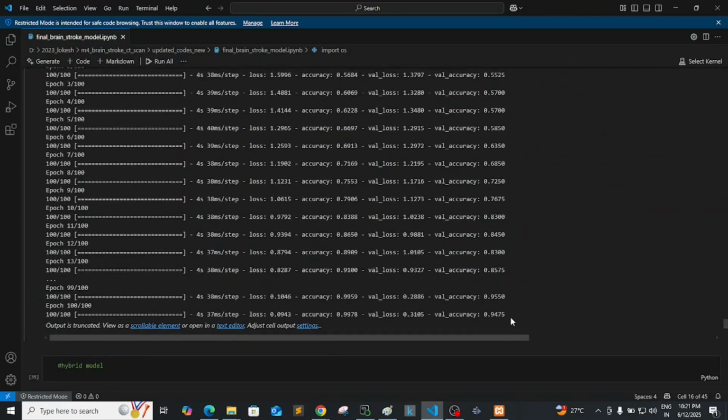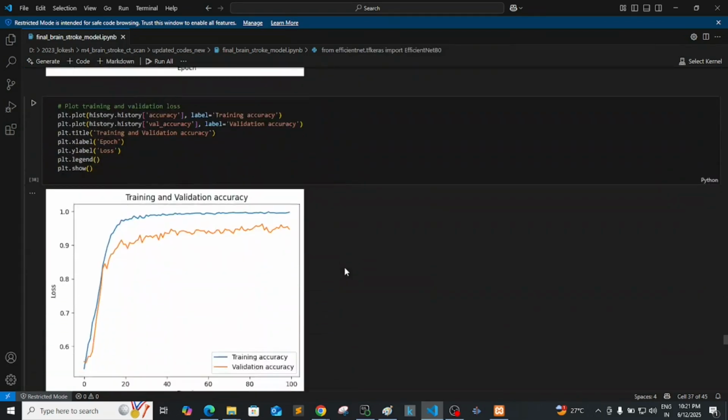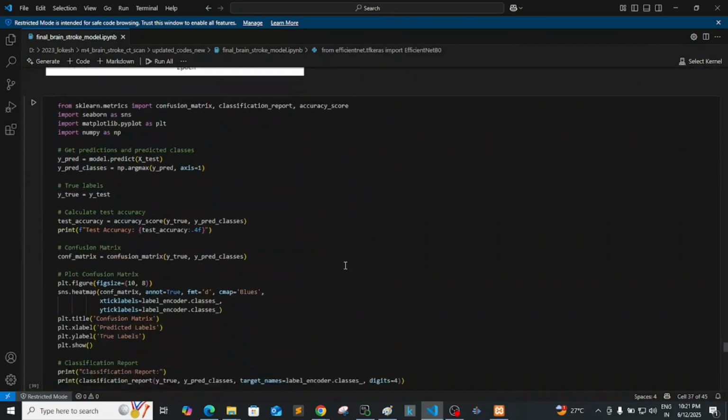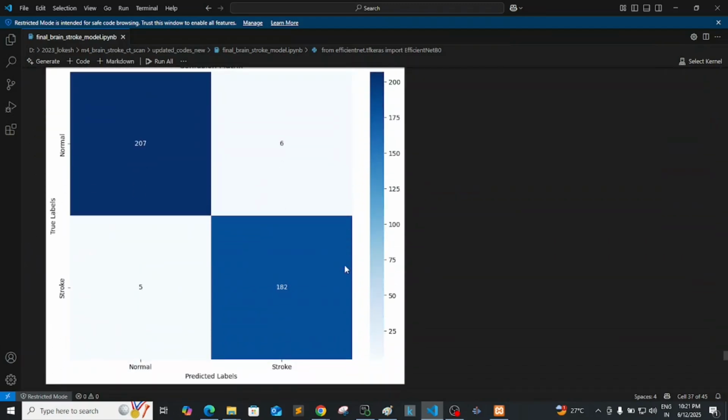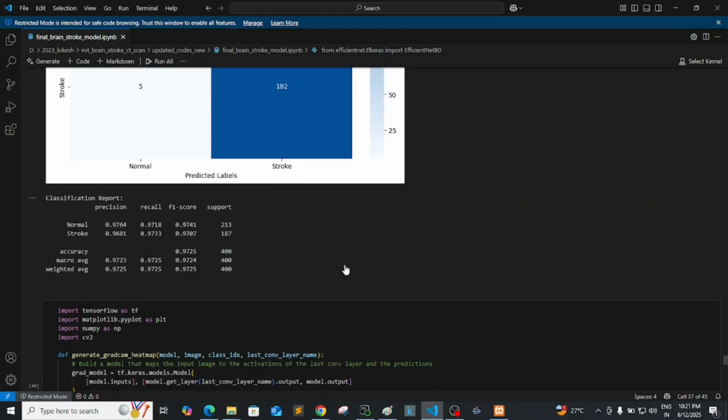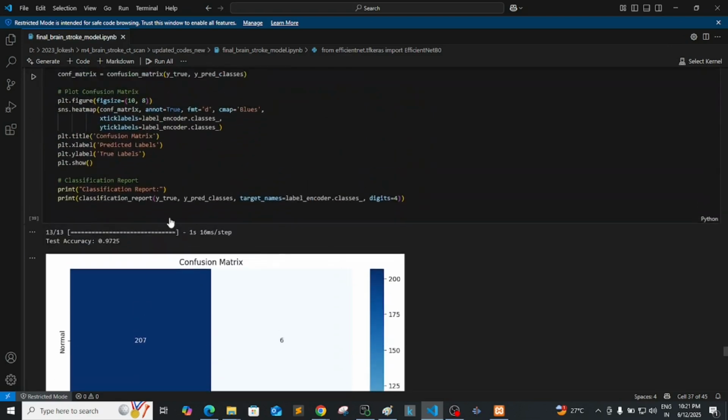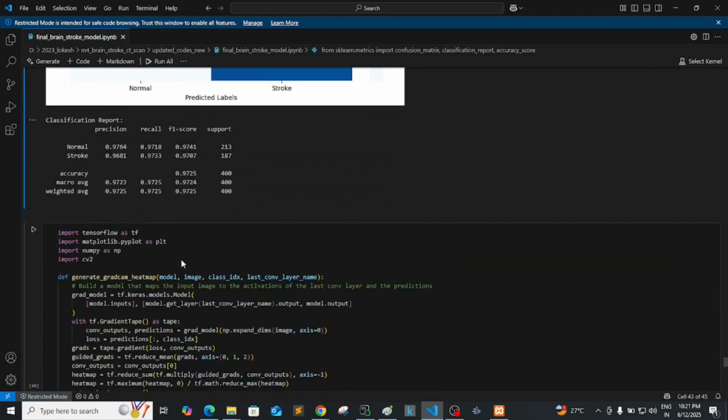So we are going to get all accuracy and losses. Okay, then we are going to do testing. So you are going to get all these graphs, and then the complete classification report with the test accuracy of 97.25. Then we save the model here.